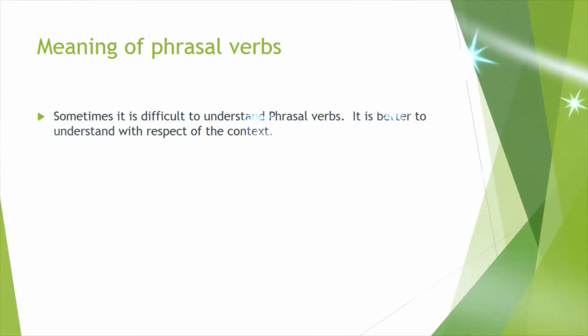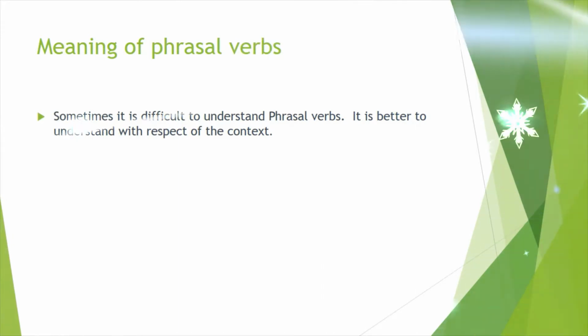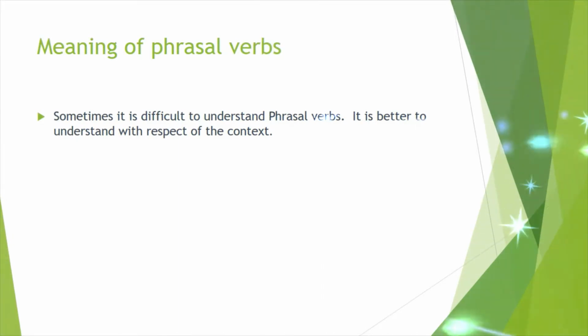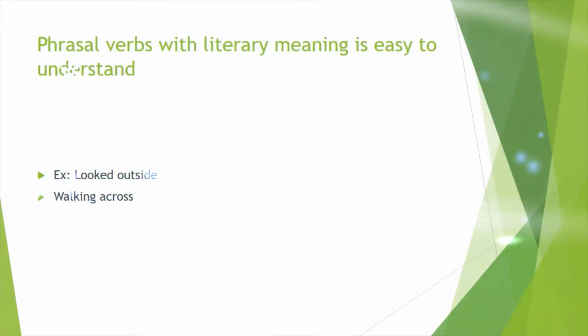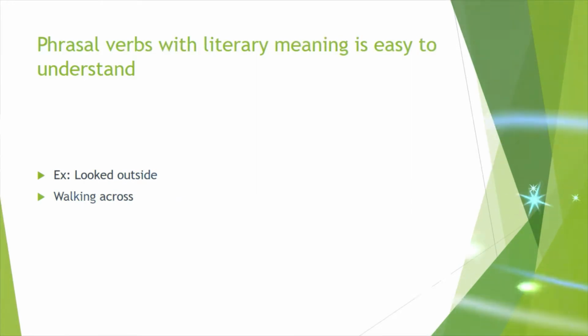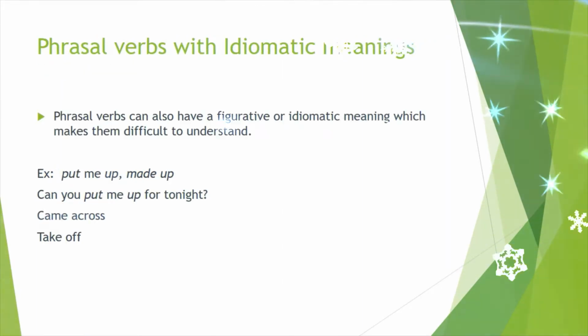Now, sometimes it's very difficult to understand the meaning of phrasal verbs. So the better thing you can do is to understand it with respect to the context, what the sentence really means, and you can understand the meaning of that phrasal verb with respect to the context. Certain phrasal verbs have a literal meaning, which is very easy to understand. For example, I have given you looked outside. The meaning is looking outside. Walking across, as it tells, the word itself denotes the meaning.